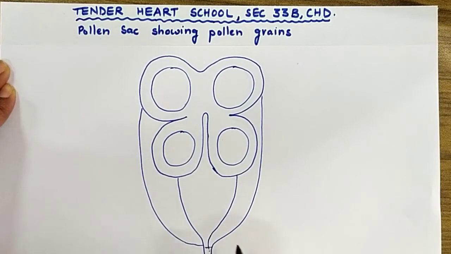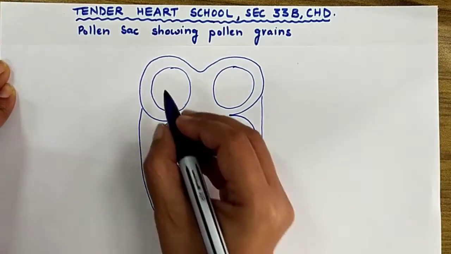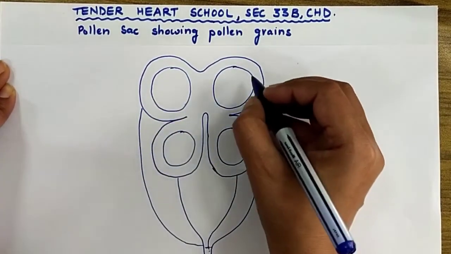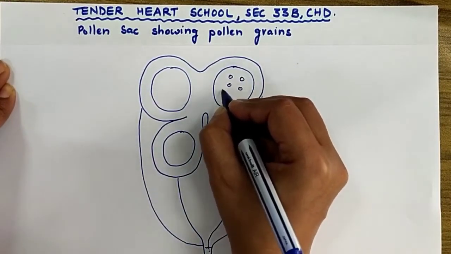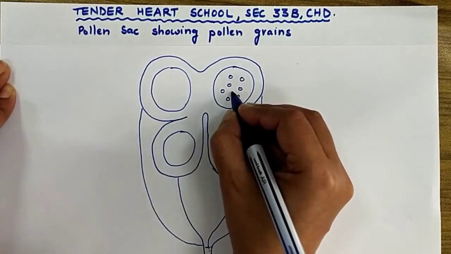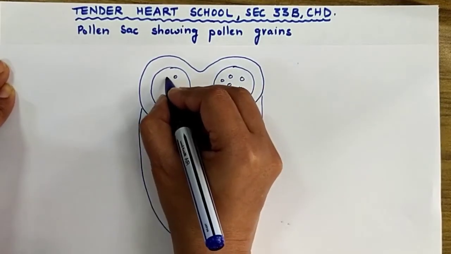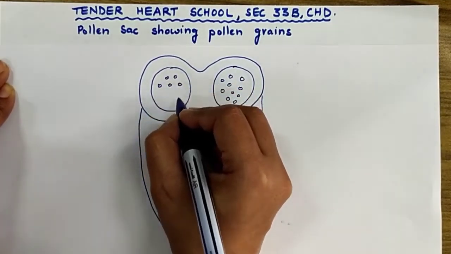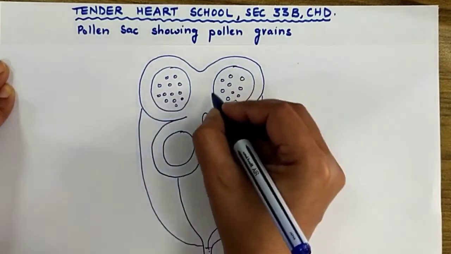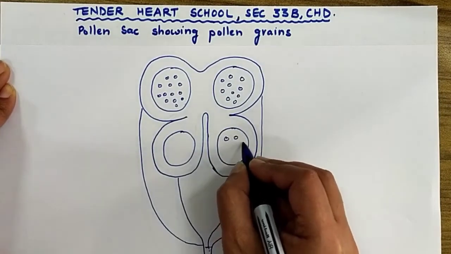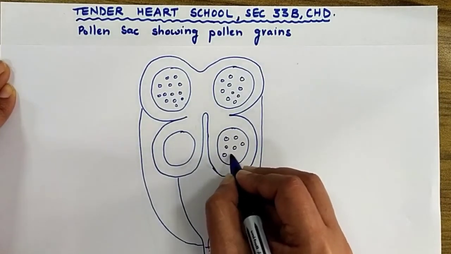So this way. Now inside the pollen sacs we have the pollen grains. So draw it like this. These are the pollen grains. Pollen grains are the male gametes, male reproductive cells which are present inside the pollen sacs, and these pollen sacs are present in the anther.